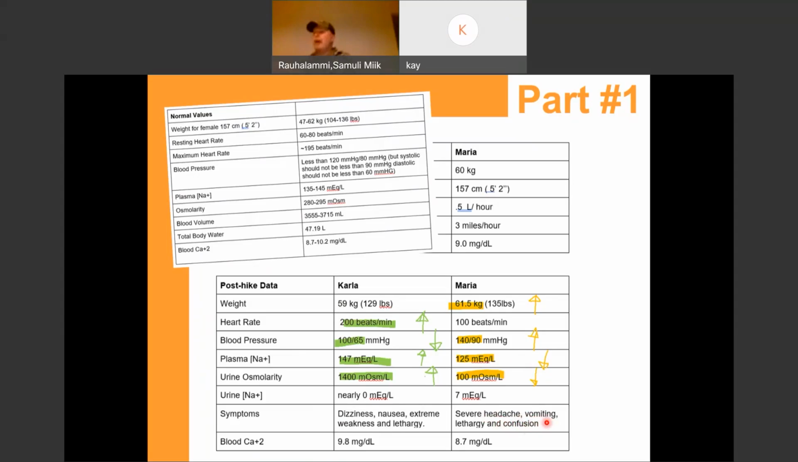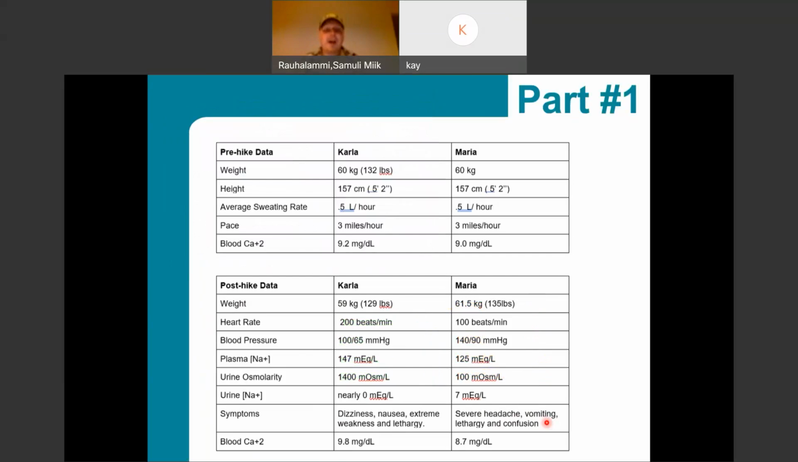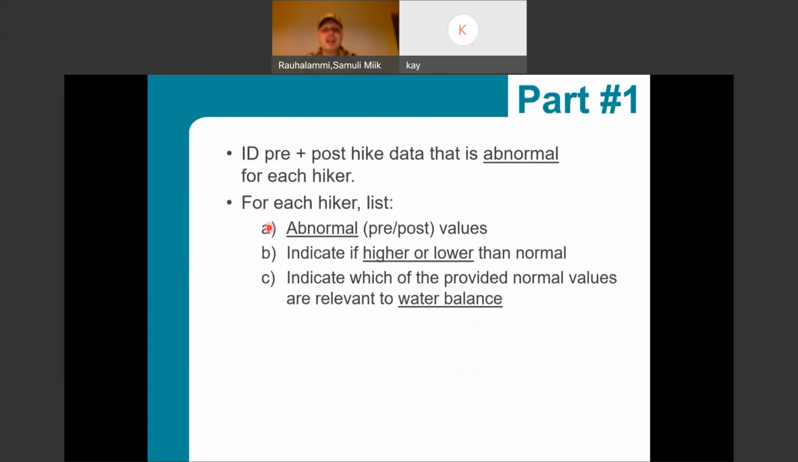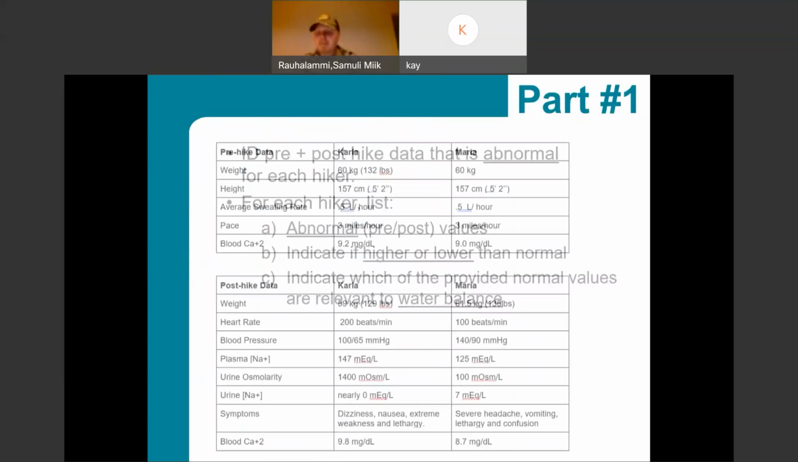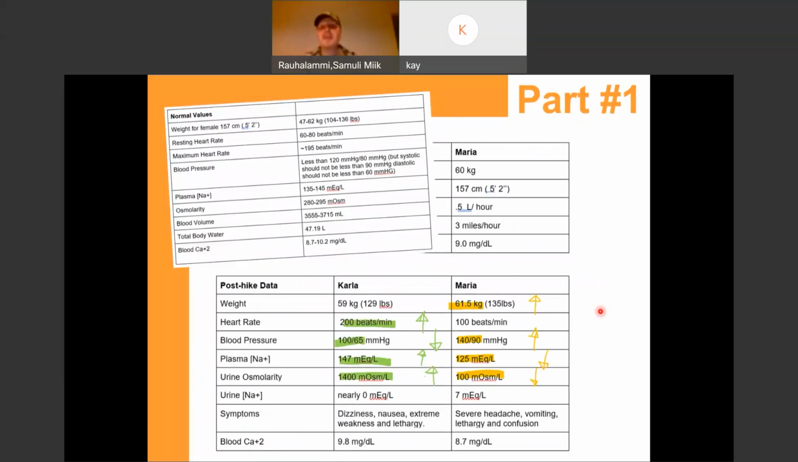That's what I'm looking for as evidence of your critical thinking for the first 2 parts of the part 1 questions, identifying abnormal post-hike values and indicating whether those values are higher or lower than normal. I'll come back to this in just a second. So you've already knocked A and B out of the park if you completed that with me as we went through it. If you have questions at any part, just feel free to unmute yourself and shout out to me, and I will definitely try to help.